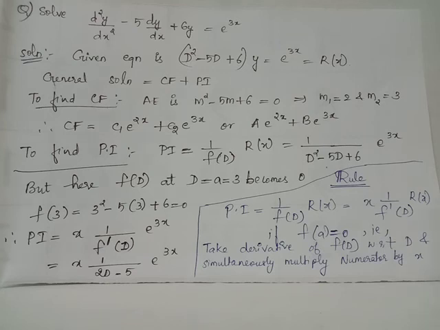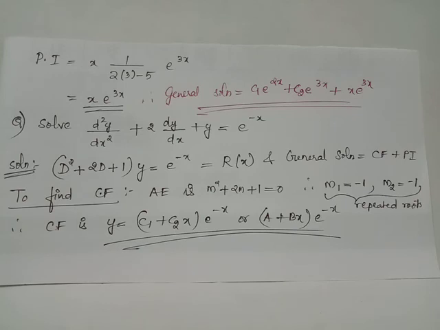Hence we have PI will be x times 1 by 2 into 3 minus 5 multiplied to e raised to 3x. Therefore, corresponding to the RHS r of x equals e raised to 3x, we obtain PI equals x e raised to 3x. Hence we have general solution equals CF plus PI, which equals c1 e raised to 2x plus c2 e raised to 3x plus x e raised to 3x.